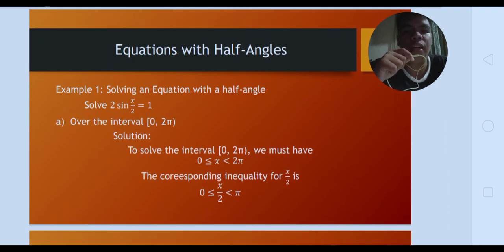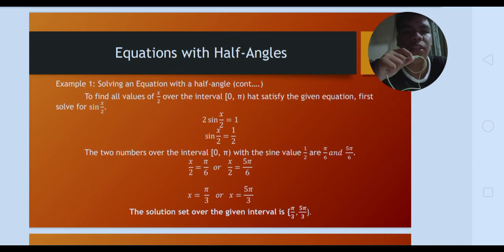Example: solving an equation with a half angle. Solve 2 sine x over 2 is equal to 1 over the interval 0 to pi. Solution: to solve over the interval 0 to pi, we must have x greater than or equal to 0 but less than 2 pi. The corresponding inequality for x over 2 is x over 2 greater than or equal to 0 but less than pi.